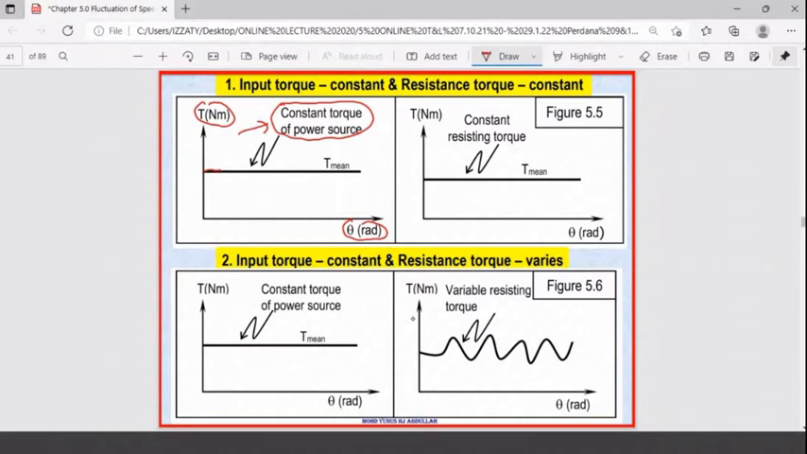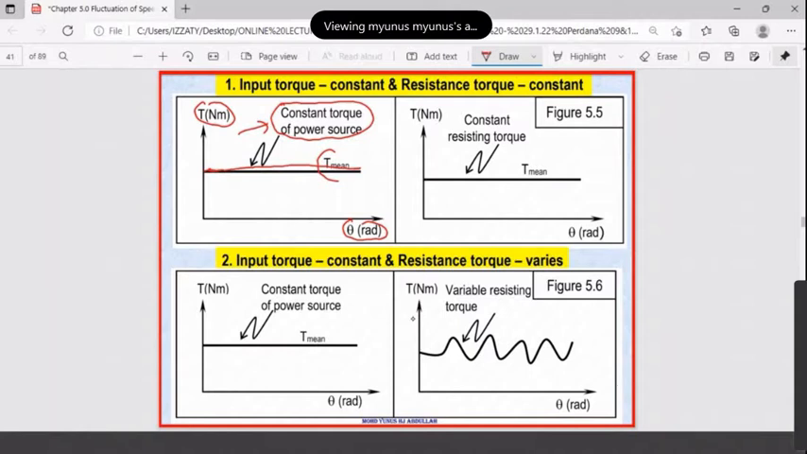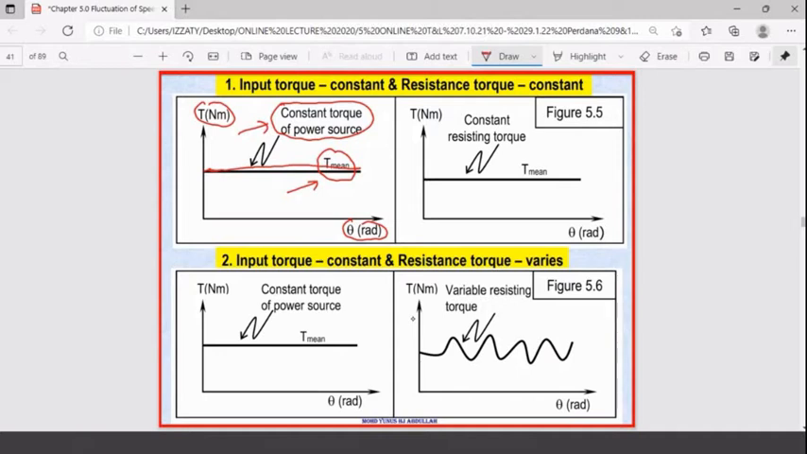So look at here. The line shows you constant. As the line shows you constant, it is always called T-min. Remember that when the line is constant, it is always called T-min, doesn't matter if it belongs to input torque or resisting torque. So this one is coming from the input torque, the power source. You can look at this one in terms of power source, in other words, input.